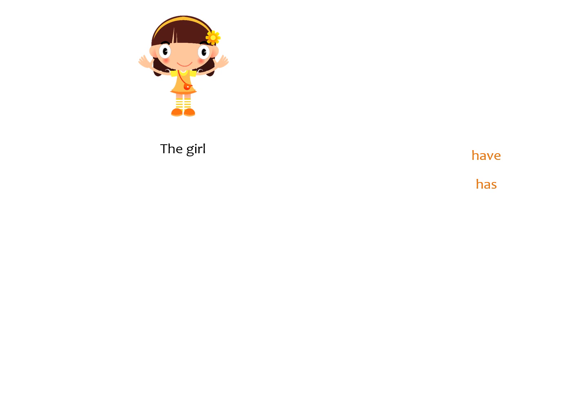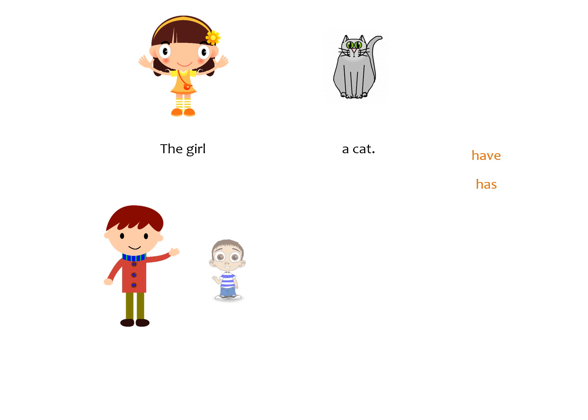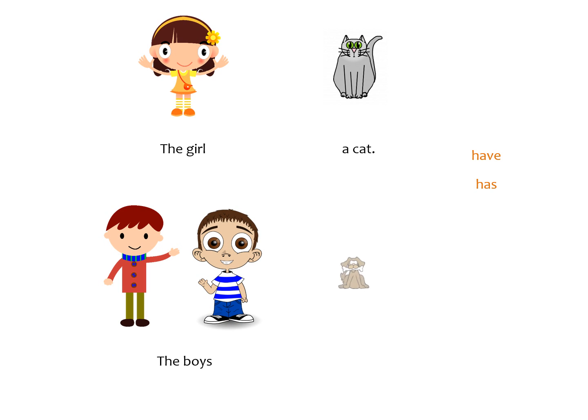First, let's consider if we have a girl and a cat, boys, and a dog. If we want to complete these sentences, choosing between have and has, how would we do that? Well, we would say the boys have a dog. The girl has a cat. The reason for this is because when we use the simple present, we need to remember our subject-verb agreement.